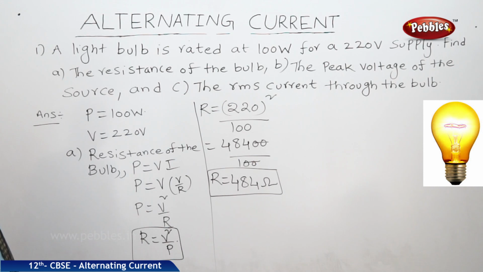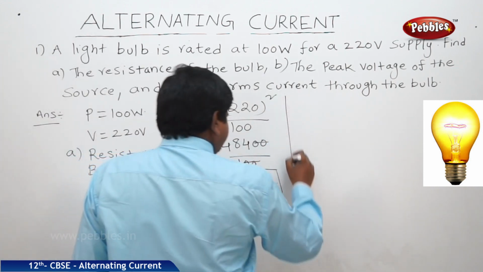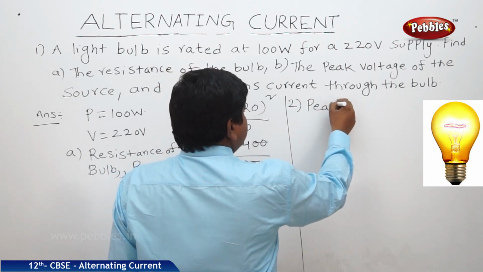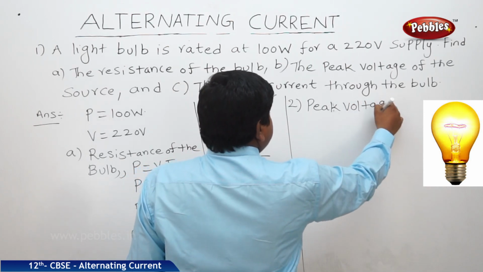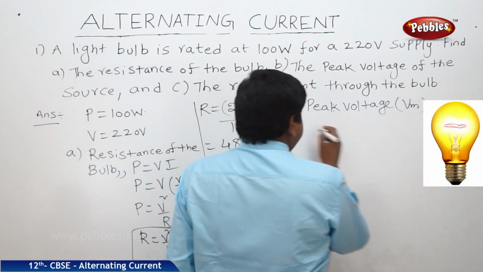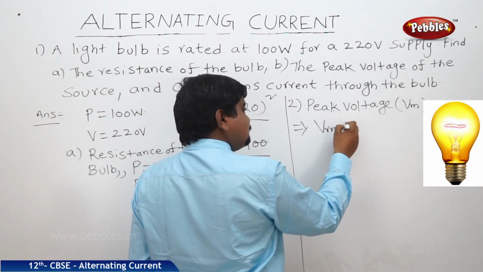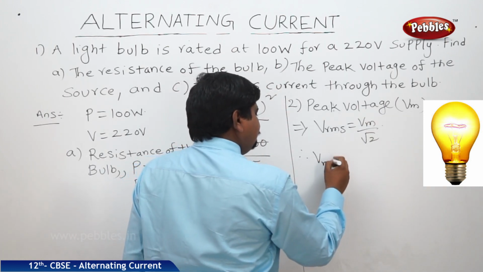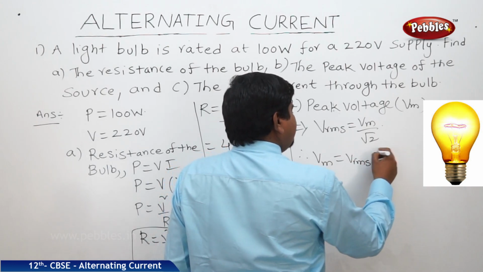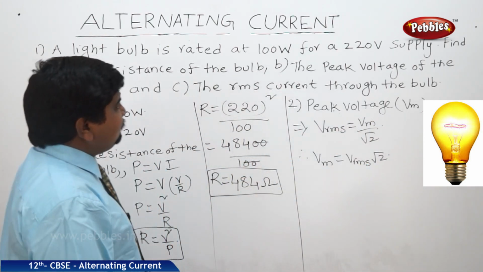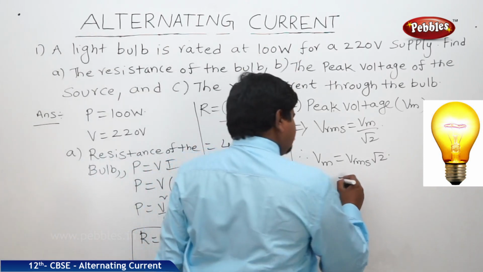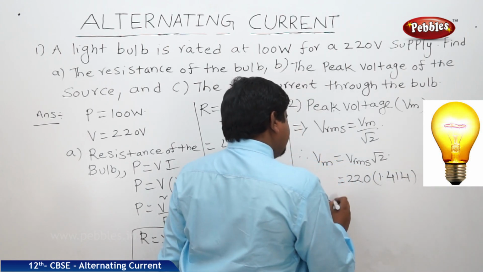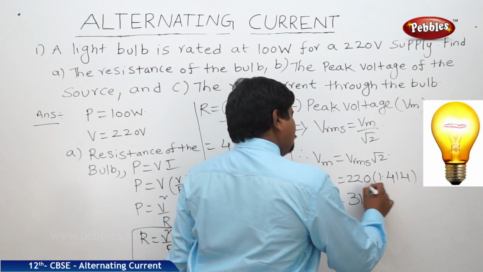First bit was over. See the second bit, the peak voltage of the source. Peak voltage, nothing but Vm. We know that Vrms is equal to Vm by root 2. Therefore, Vm is equal to Vrms into root 2. What is the Vrms value? 220 volts. What is root 2? 1.414. Therefore, Vmax or peak voltage is 311 volts.